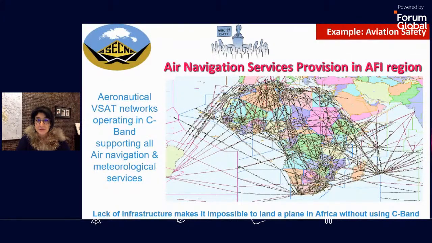The next example is also presented at WRC. This is about aviation safety, and it was presented by ASECNA, the Aviation Safety Association in Africa. The basic point there is that they have so many VSAT networks supporting air navigation and meteorological services that, in fact, it's impossible to land a plane in Africa without using C-band because of the lack of infrastructure. Next slide.